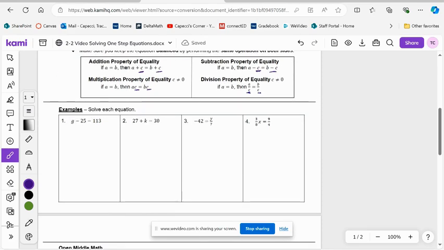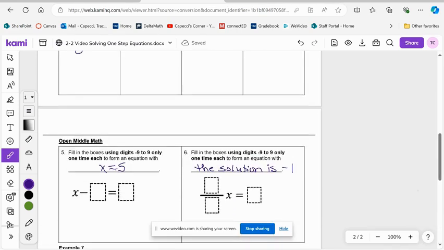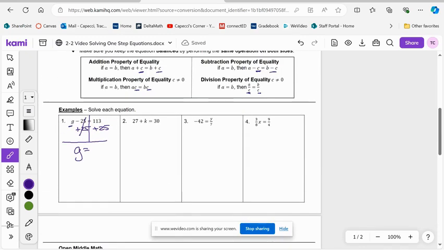All right, so let's look at example 1. Solve each equation. Now, I usually tell my students to draw kind of a wall at that equal sign. So I want to get that g by itself. I have a -25, so I have to do the opposite operation and add 25 to both sides. The reason we do that is -25 plus 25 zeroes out. That's what we want. We want that equal to 0, so we only have the variable on one side. So that gives me g is equal to 138.